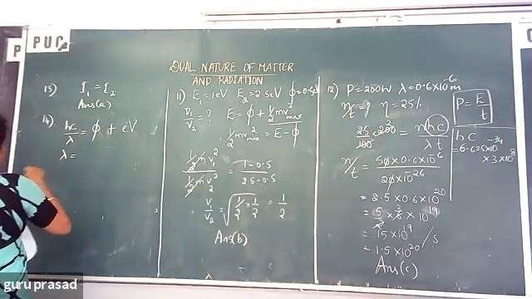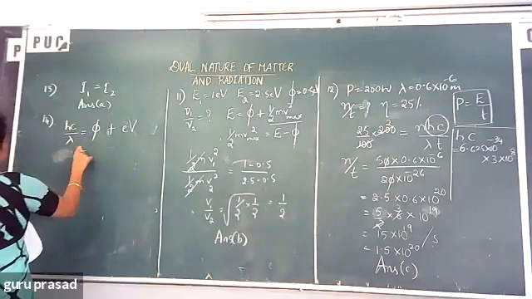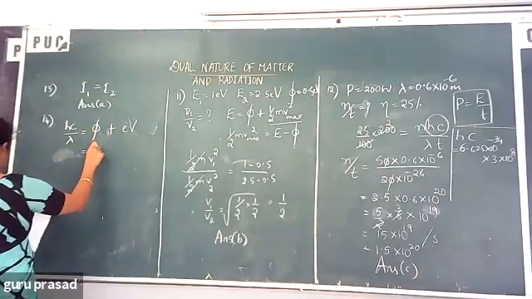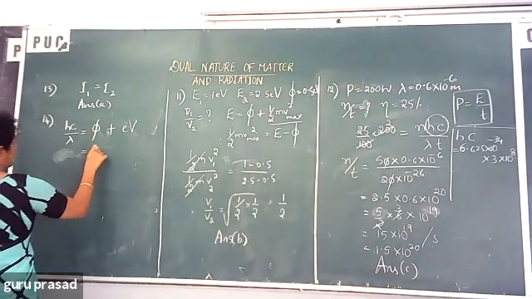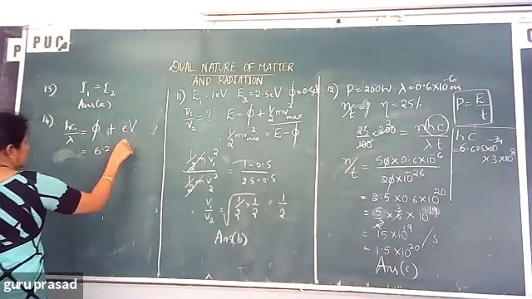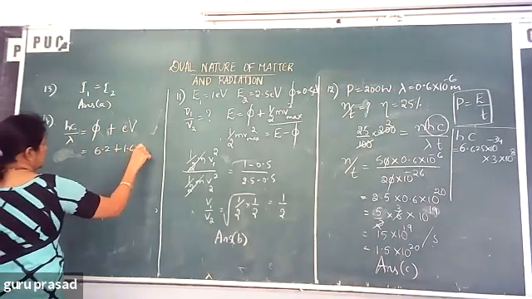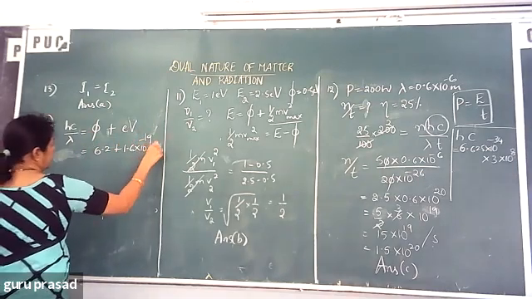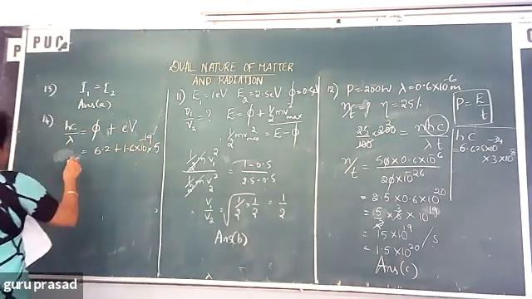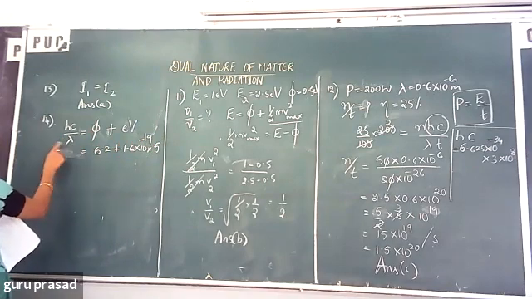Lambda is equal to, we'll just substitute and get now. Phi is the work function, 6.2, plus e, 1.6 into 10 power minus 19, and potential is 5 volt. Is HC. HC is what?